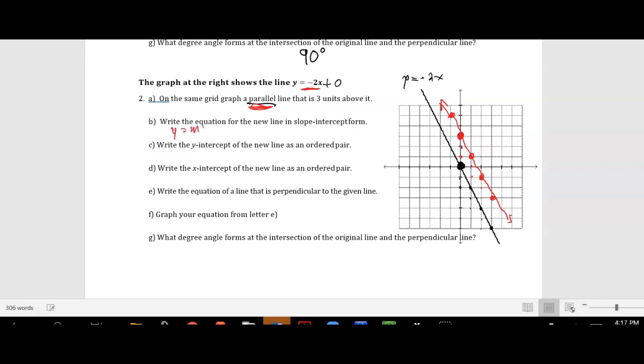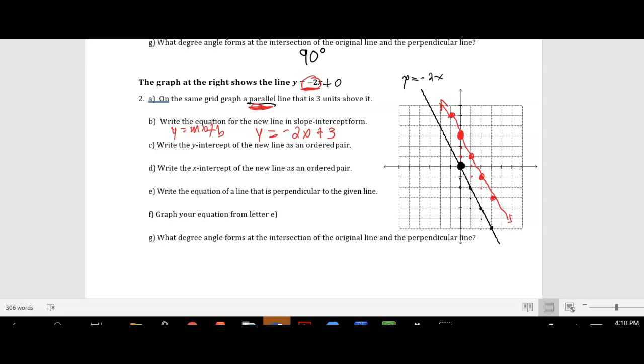B, write the equation of the new line in slope-intercept form. So slope-intercept form, y equals mx plus b. You can either count your slope on your line, or just know it's got to have the same slope as the original one if they're parallel. So we're going to be negative 2x. Our y-intercept now is up here at 3. So that's our new line's equation in slope-intercept form.